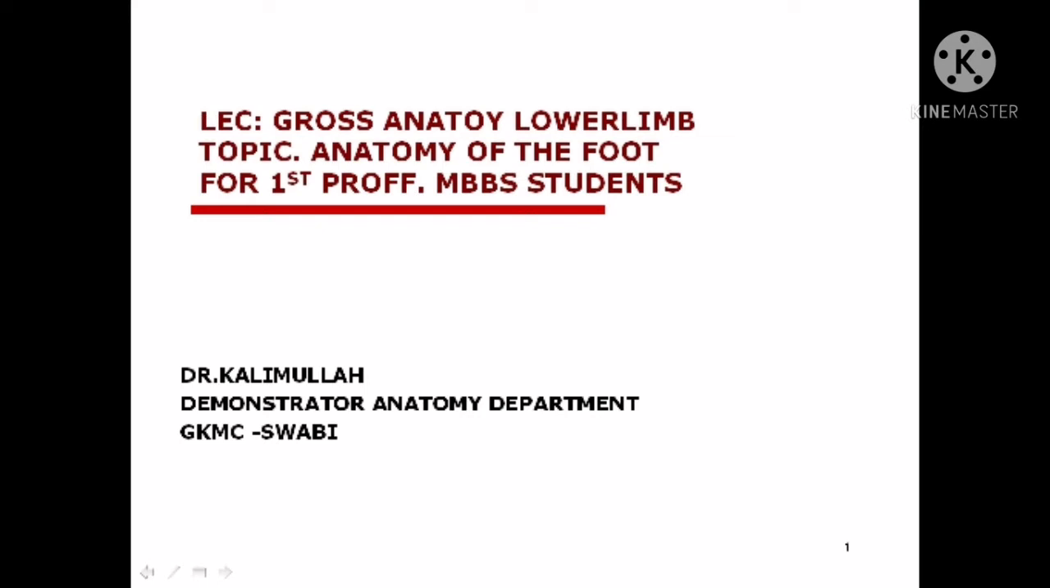This is your lecture of gross anatomy, the lower limb. The topic of today is anatomy of the foot for first professional MBBS students. I am Dr. Karimullah, Demonstrator, Anatomy Department, GKMC Swabi.